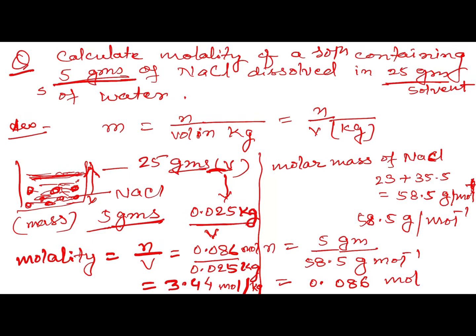So first of all you calculate molar mass of the solute, then find the number of moles of that substance, then change the mass of the solvent, if it is given in gram, into kilogram. Then calculate molality, that is equal to n by m. In this way you can calculate molarity and molality.